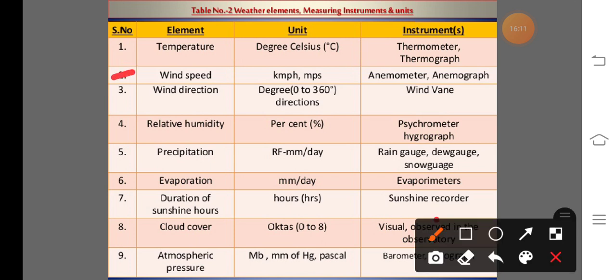Next one, wind speed, this is another weather parameter. It has units of kilometer per hour, meter per second, knot, etc. And this wind speed is recorded in the Agromet observatory by using an anemometer and anemograph. The anemograph is used for automatic recording of the wind speed, and the anemometer is the manually operated instrument for measurement of wind speed.